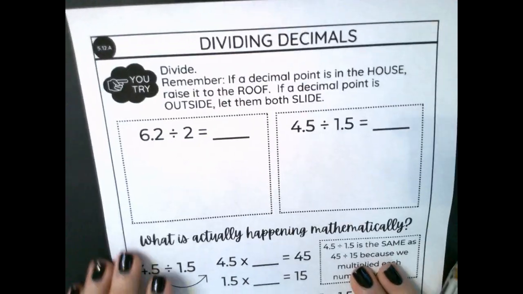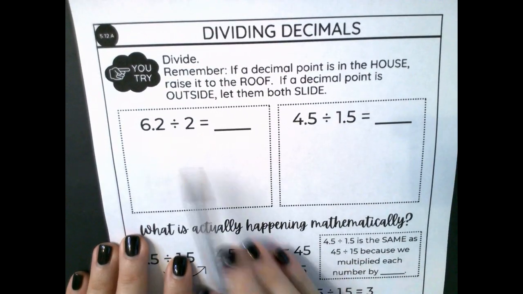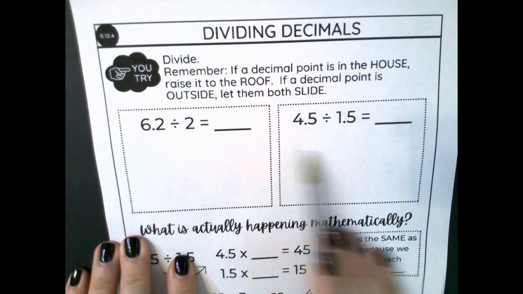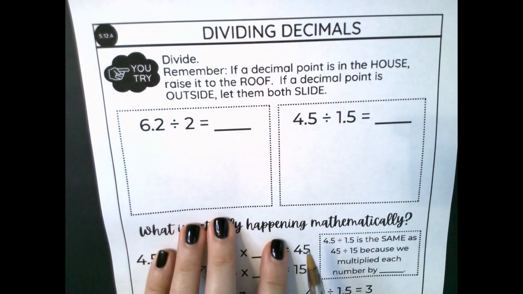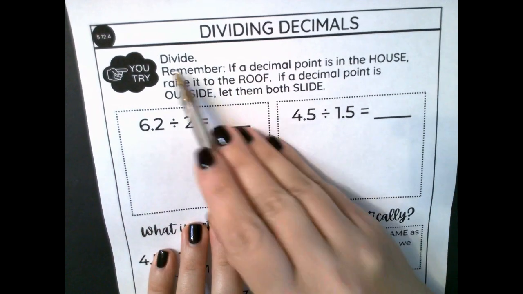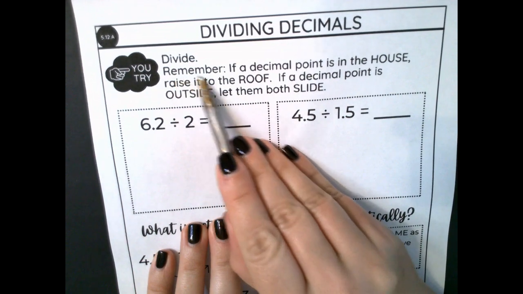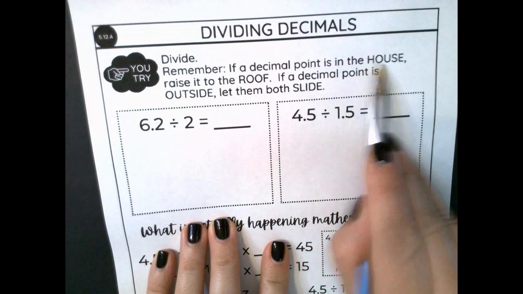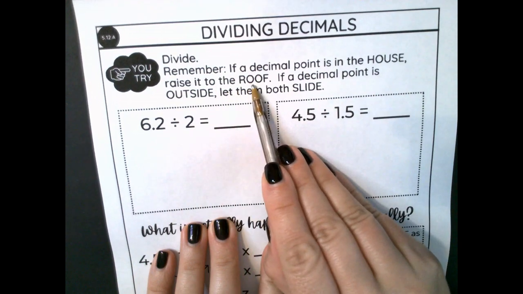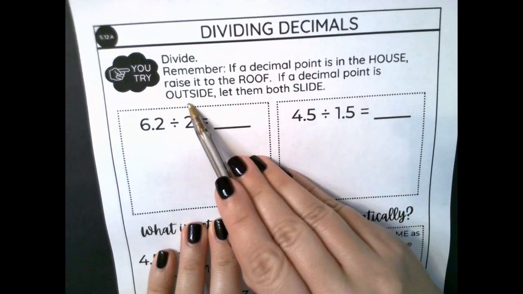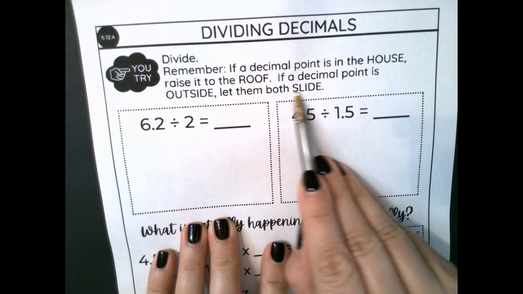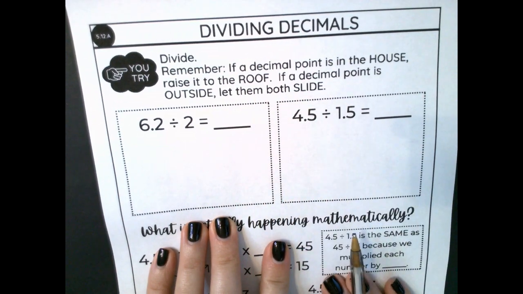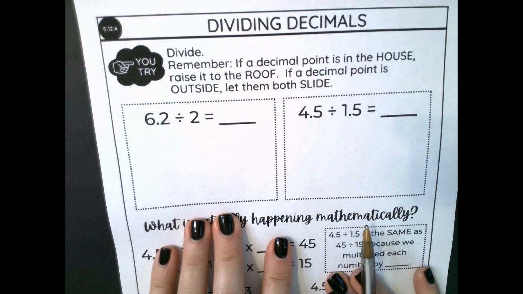Let's go ahead and look at page 3. Page 3 is a you try. There are two separate expressions that I want you to solve on your own. It says divide, but then it gives you the reminder: if a decimal point is in the house, raise it to the roof. If a decimal point is outside, let them both slide. And if you need to, you can look back at page 2 to help you with that.